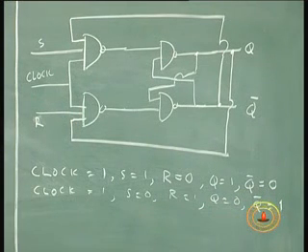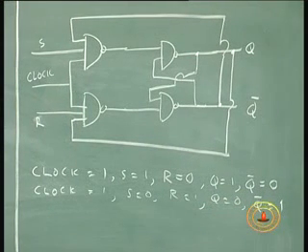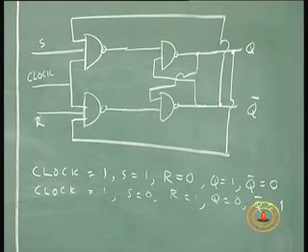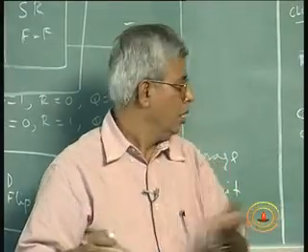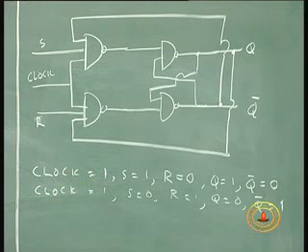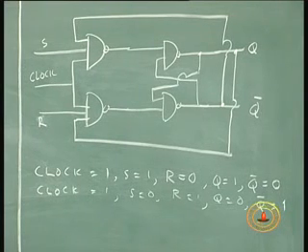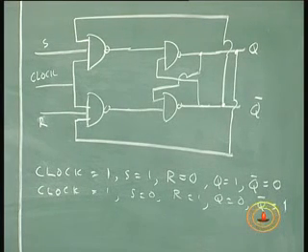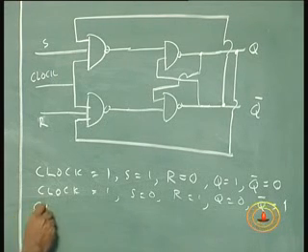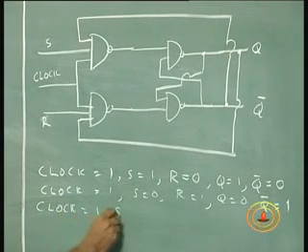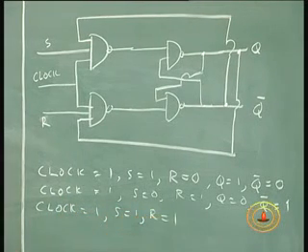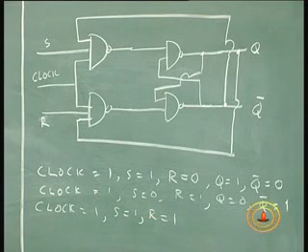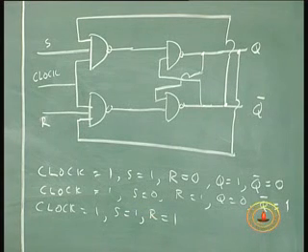So 0 0 state, clock 0 state, or 0 0 state, they work as memory states. S equal to 1, R equal to 0 works as a set operation. S equal to 0, R equal to 1 works as reset operation, no problem until now. The only one condition which has not been dealt with in the SR flip-flop, we will now look at it. That is when clock is high, S is equal to 1 and R is equal to 1. We will try to venture this input combination, see what happens.